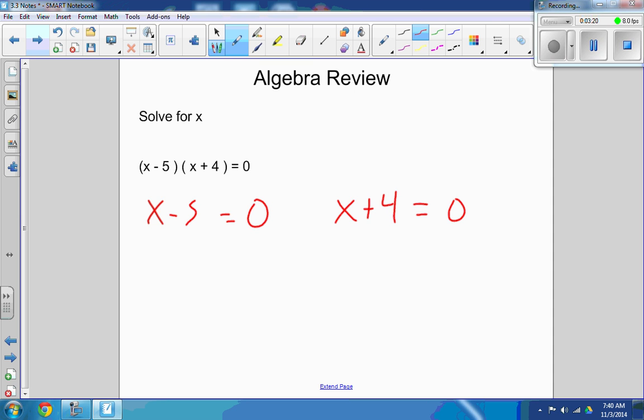Now the reason I'm solving for both of these: if this whole thing equals 0, well, 0 times anything is 0. Same idea. If the x plus 4 is 0, then 0 times x minus 5, well, that doesn't matter because 0 times anything is 0. That's why I'm splitting this up. So let's add 5, so x is 5. Subtract 4, and x is negative 4. So either x is 5 or it's negative 4. Either solution gives me 0 up here at the top.